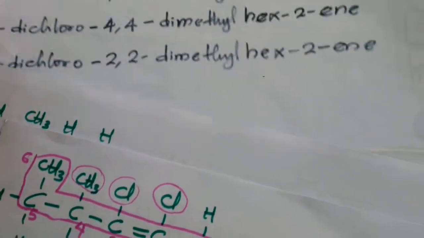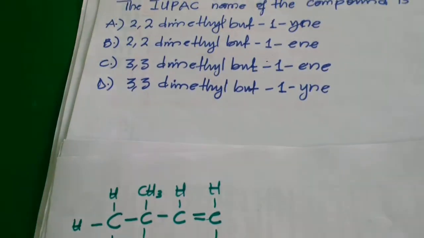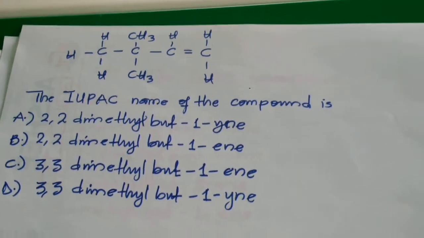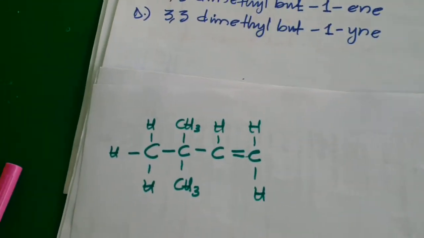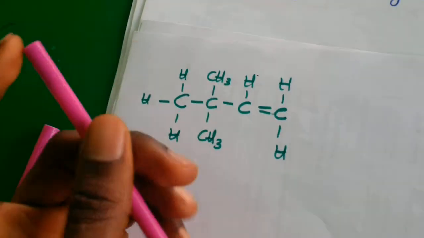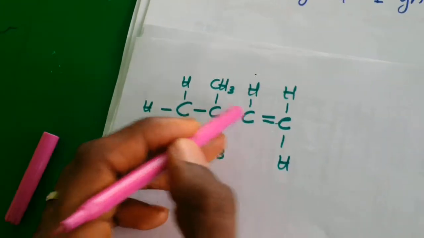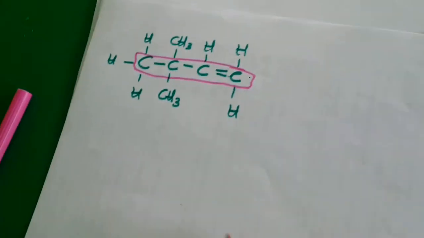So let's move to another example and see. This will be the last example that we're going to treat. This is another compound with a double bond. Now let's count together again. 1, 2, 3, 4. 1, 2, 3, 4. 1, 2, 3, 4. So in all directions it's 4. So we can assume this is our longest carbon chain.